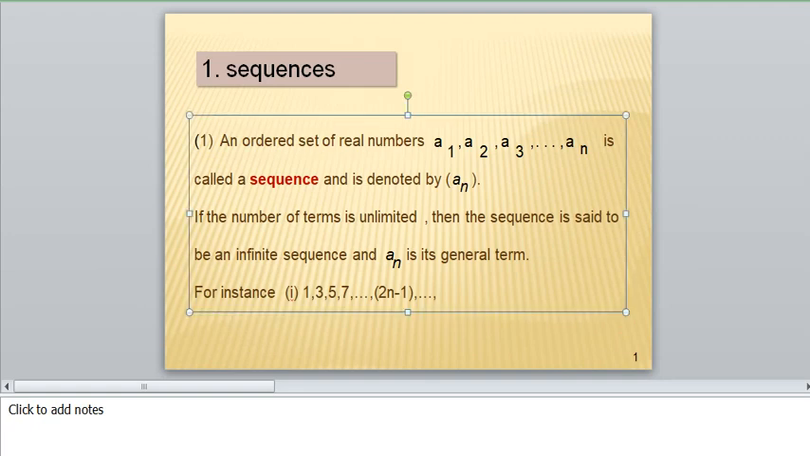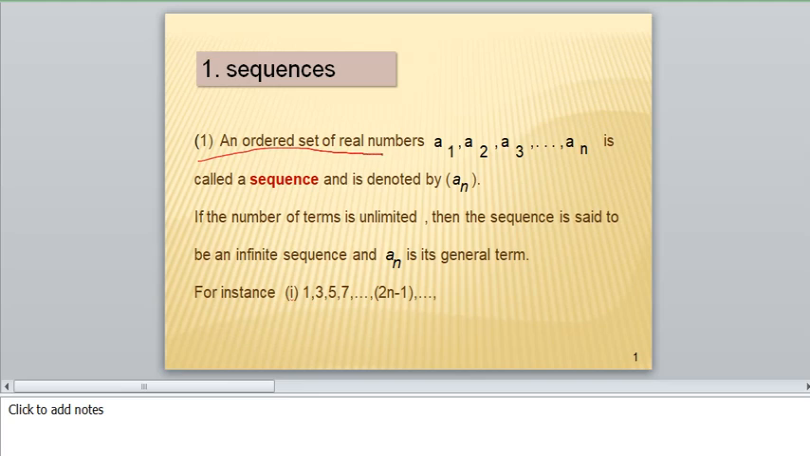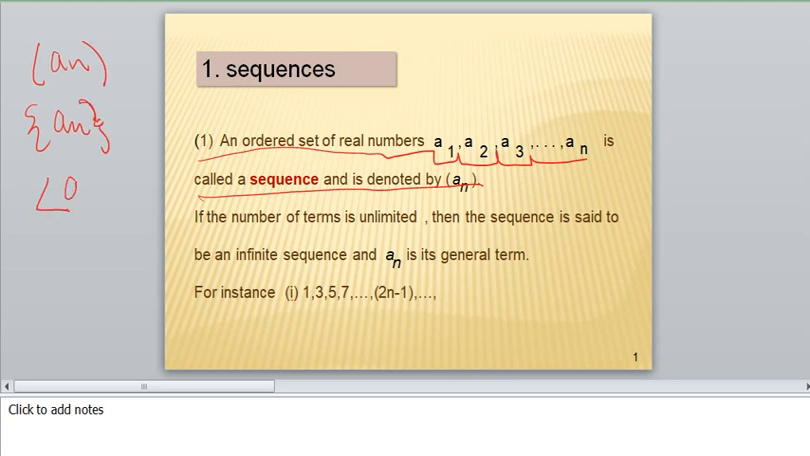Any ordered pair of real numbers, let's say a1, a2, a3 and so on till an, is called a sequence. It is denoted by an, written in different ways like this. They are all sequences.